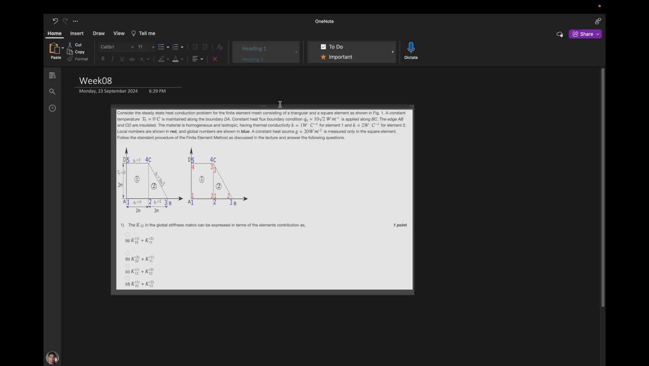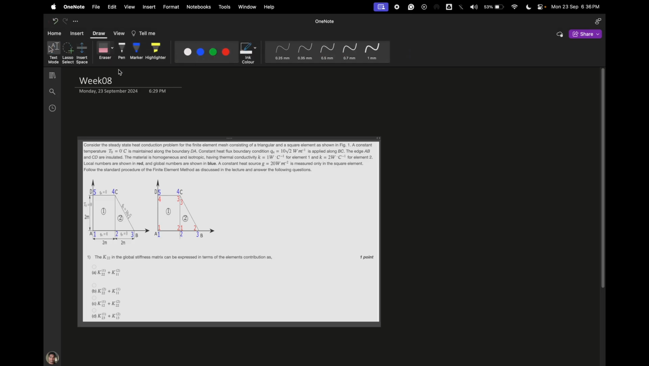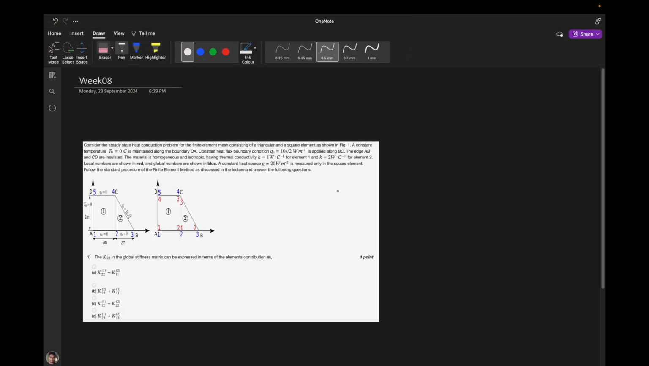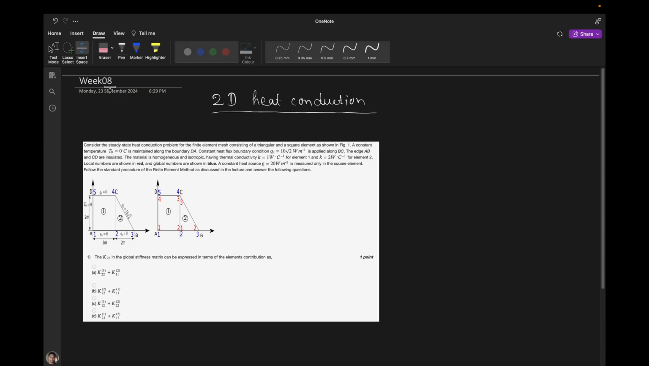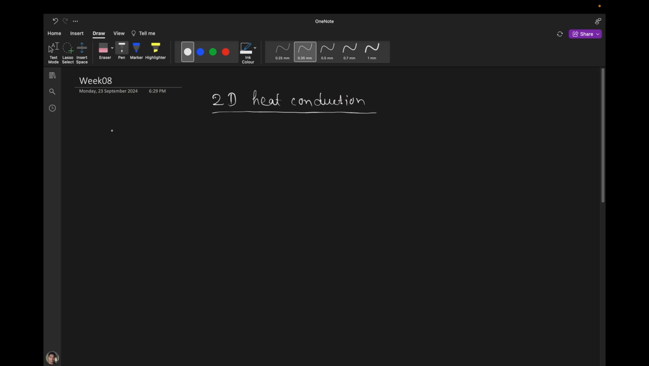So before moving to this problem, let's revise some fundamentals, then we will start. This is a 2D heat conduction problem. In the previous class, we already saw that the variational statement for the heat conduction problem is given as below.